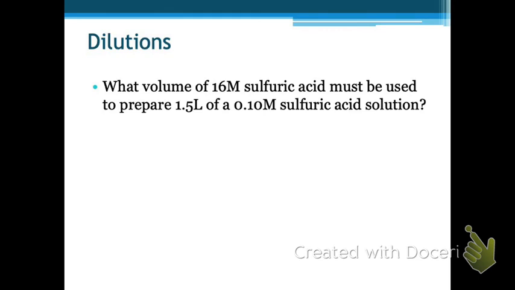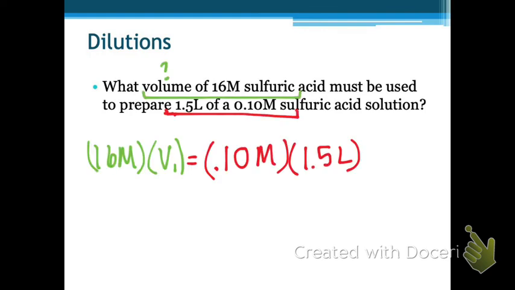What volume of a 16 molar sulfuric acid must be used to prepare 1.5 liters of a 0.1 molar sulfuric acid solution? Why don't you try this one on your own? It's very similar to the one we just did. The important part here is that we don't mix and match, right? We're not writing 0.1 molar with my unknown volume, and I'm not writing 16 molar with 1.5 liters, right? I don't want to mix and match those. I want to make sure I'm really consistent about what they need to be.